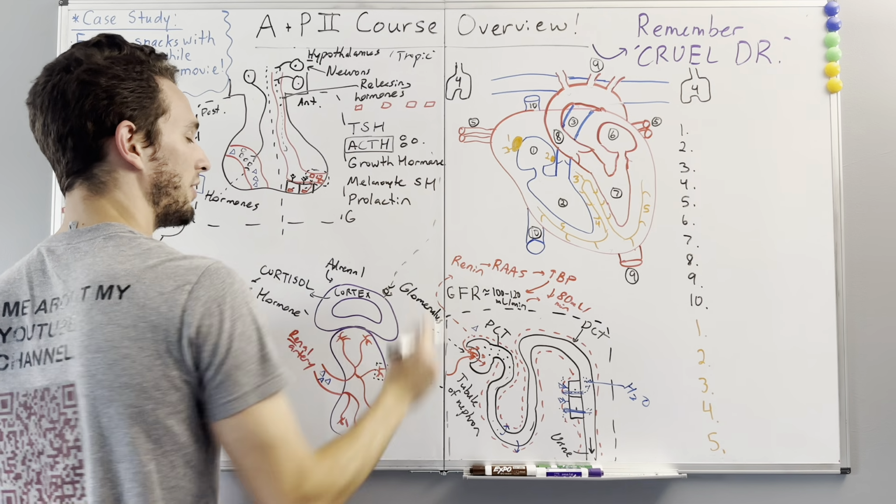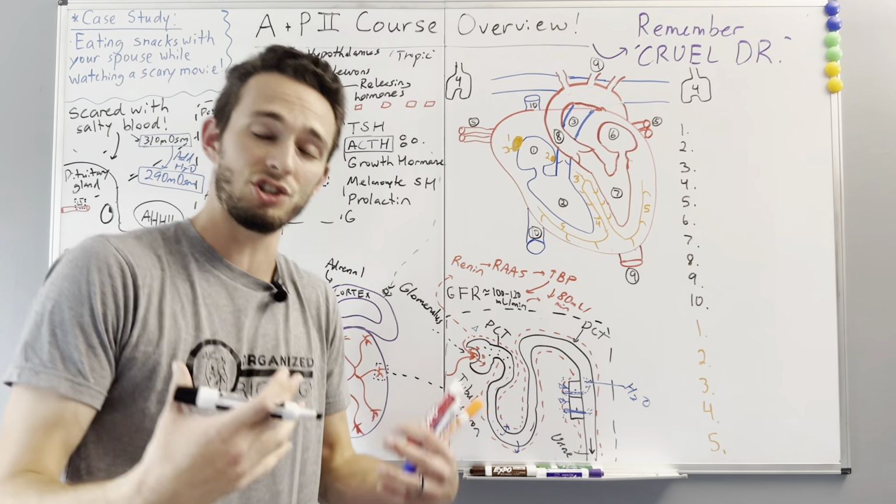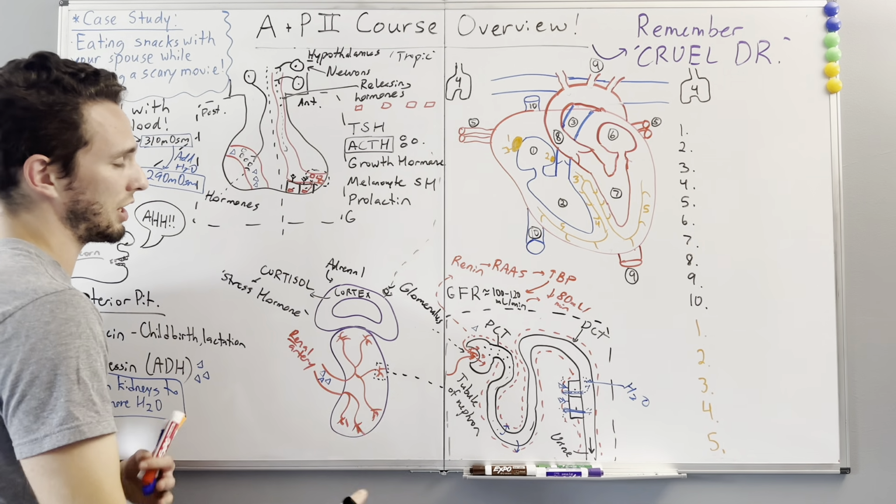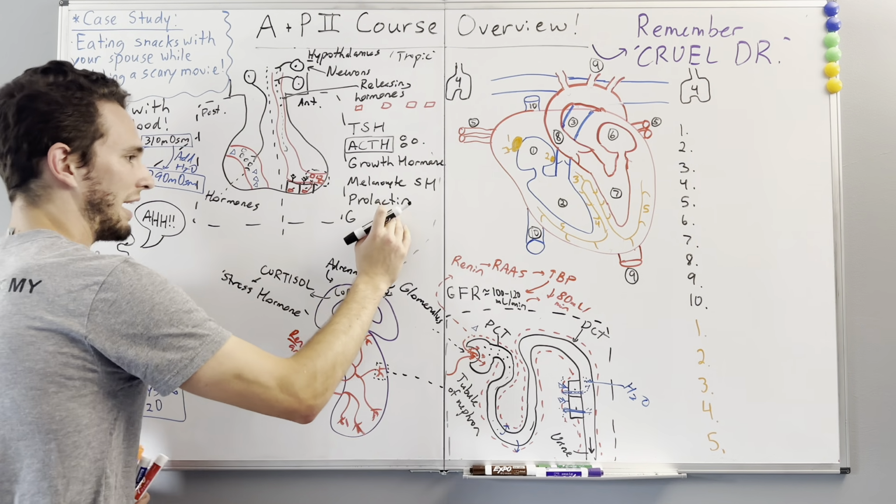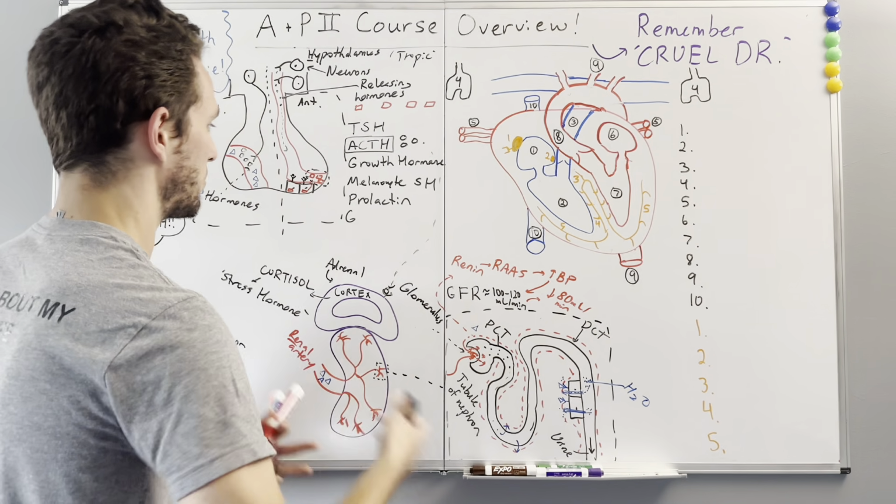Prolactin is a hormone that will be released during lactation, right? So after you give birth to a child, if you're a female, you'll produce prolactin. It'll go to the mammary glands, tell them to start producing milk.